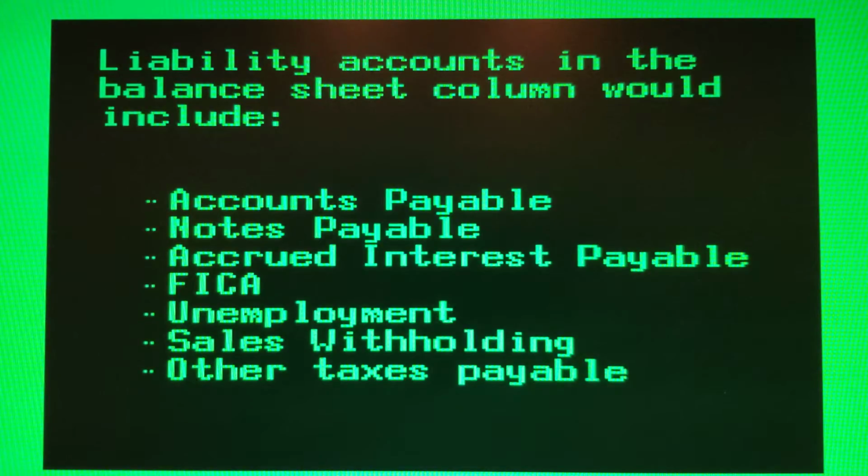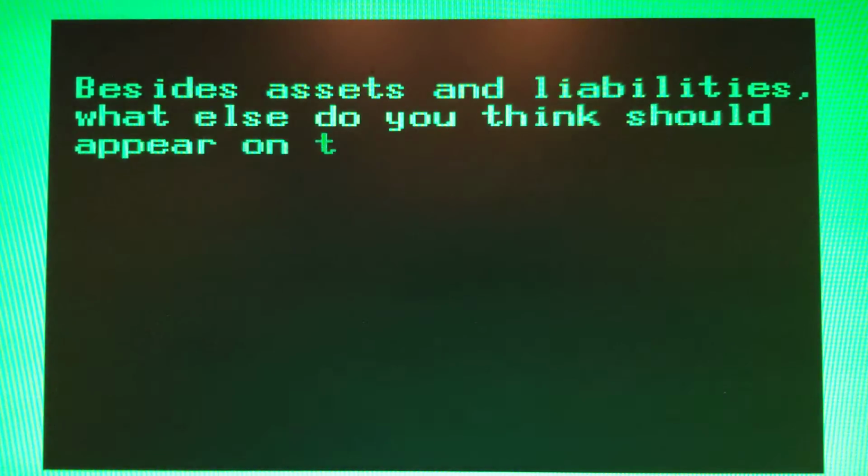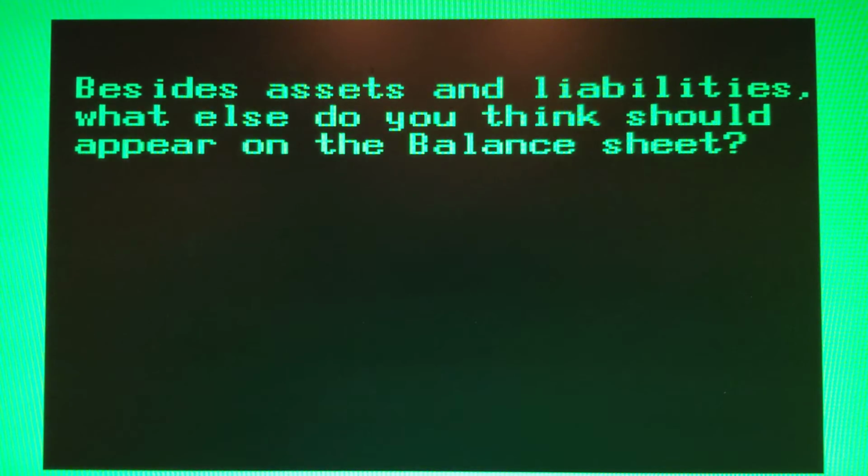Liability accounts in the balance sheet column would include accounts, notes, and accrued interest payable, and FICA, unemployment, sales withholding, and other taxes payable. Besides assets and liabilities, what else do you think should appear on the balance sheet?